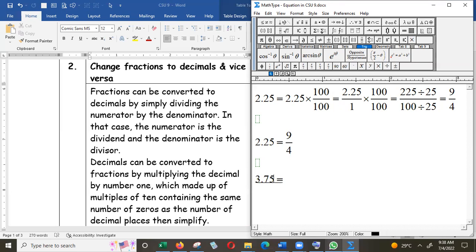All right. So you're going to multiply 3.75. Multiply. And guess what? We are going to multiply by, and then you continue. So try out this example to make sure that you can actually convert decimals to fractions.